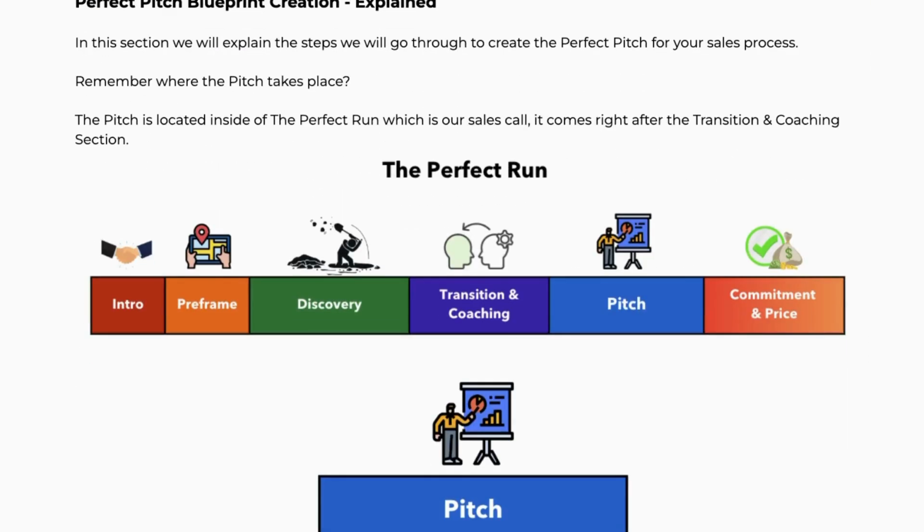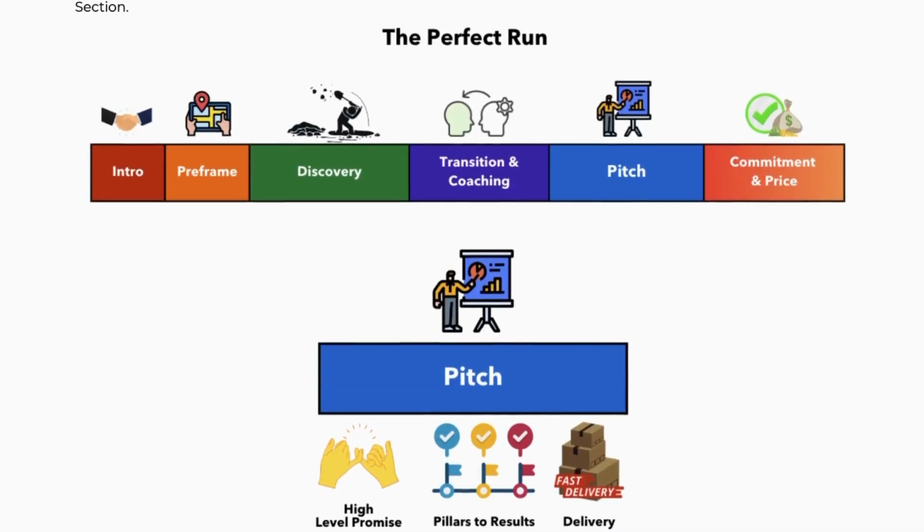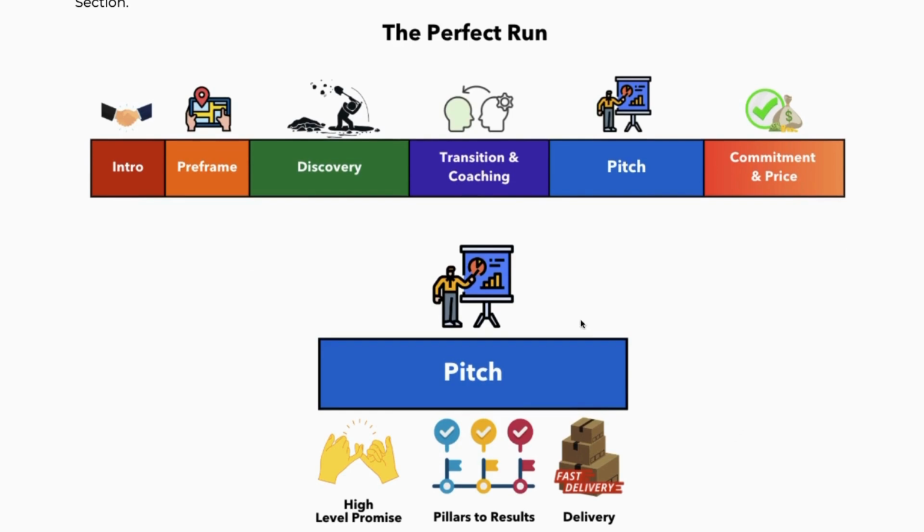So we know that the perfect run has the pitch, right? It comes right after the transition and coaching section, and then we dive right into the pitch. Now we know the pitch has three phases to it. Phase number one is going to be the high level promise, then the pillars to results, and then we go into the delivery. All right.